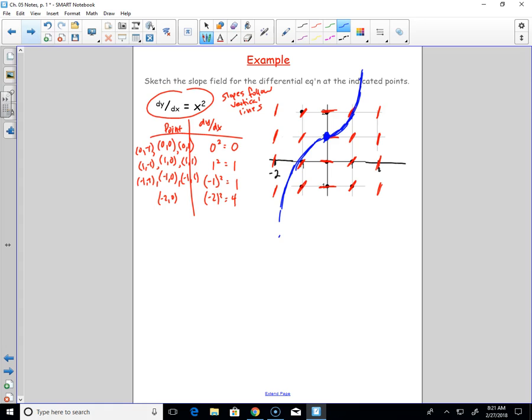Which would make sense. Why would it make sense? Because if you multiply by dx and you actually integrate, what's the integral of x squared? 1/3 x cubed. Now, does your slope field give a great picture?